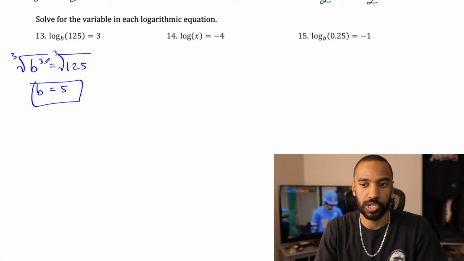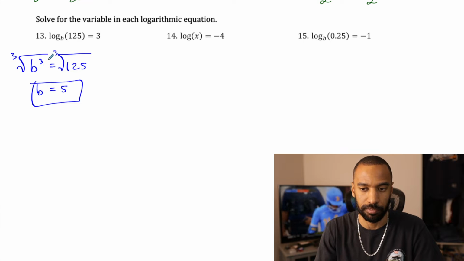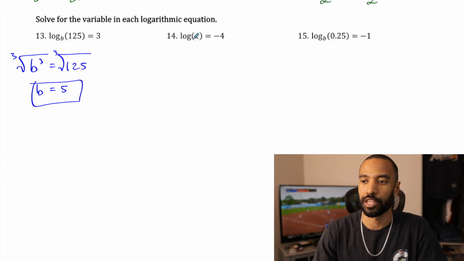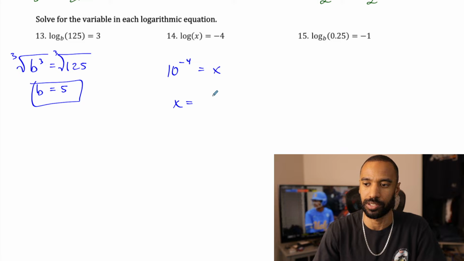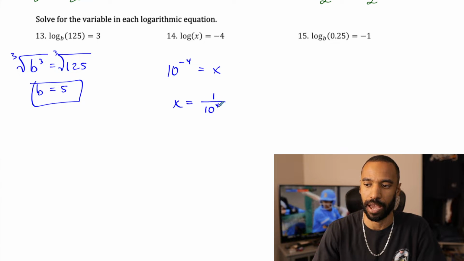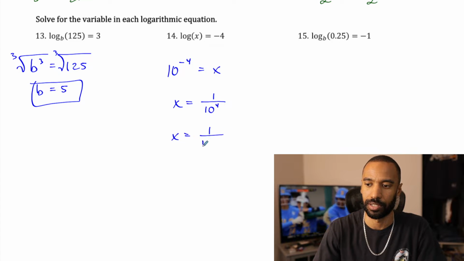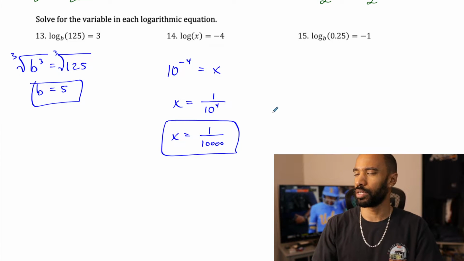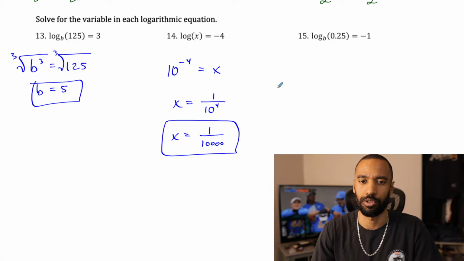So we're not actually solving logarithmically, but we're using our conversion principle to make sense of the equation we set up in order to solve it. Now this one, keep in mind, would be a log base 10 right here. So 10 to the -4th power is x. So x is 1/10 to the 4th power, or 1/10,000. That's 0.0001, I think, if you write it that way.